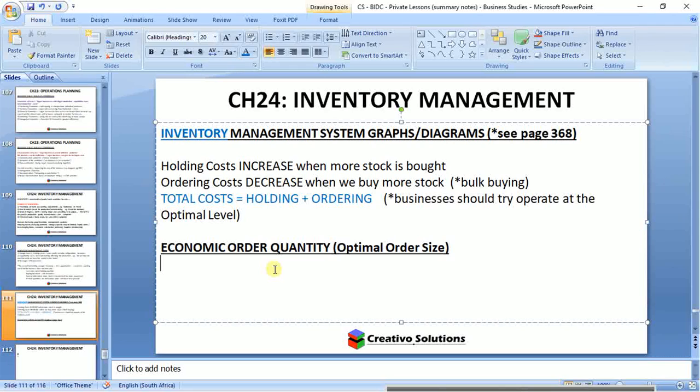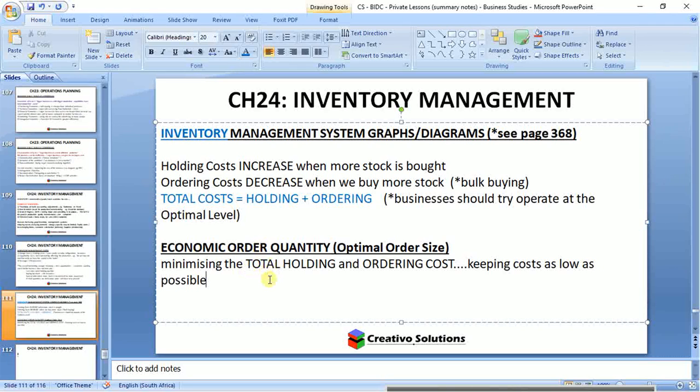You're minimizing the total holding and ordering costs, keeping costs as low as possible. I actually want to draw a diagram to show you what I mean by this.